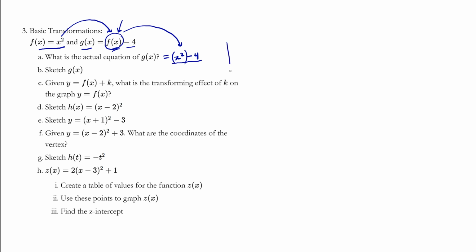So to sketch g of x, instead of drawing the parabola up here that hits the origin, we're going to shift it 1, 2, 3, 4 units down, and so it would look something like this. This is your g of x.